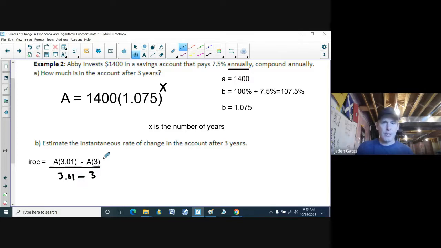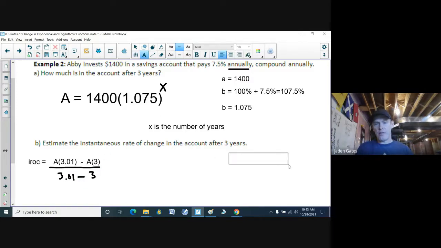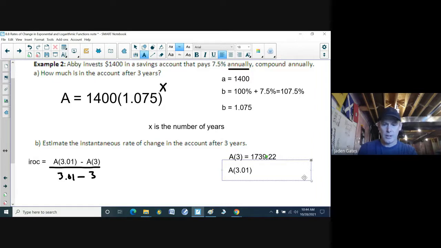All right, so what I like to do is go over on the side here and figure stuff out. So my A of 3 here, what I'm going to do is wherever there's an x in that equation, I put in a 3. So I have 1.075 to the power of 3. And then multiply by 1,400, and I get 1,739.22. All right, I'm going to do the same thing. I'm going to plug in my x value of 3.01. And I end up with 1,740.47.